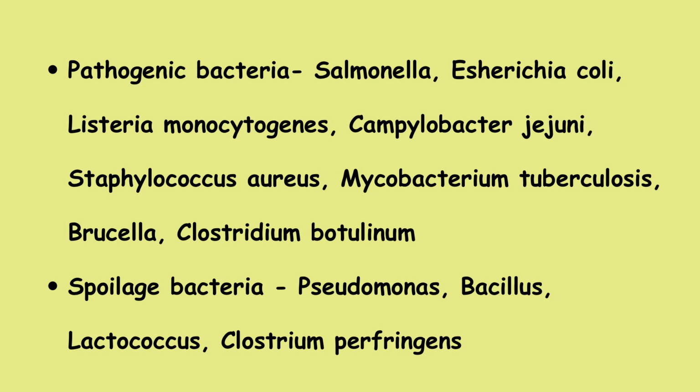Spoilage bacteria can cause spoilage in milk and other dairy products by producing off flavors, sourness, and undesirable texture. The spoilage generally occurs in milk when the milk is improperly stored. Examples of spoilage bacteria include Pseudomonas species, Bacillus species, Lactococcus species, and Clostridium perfringens.